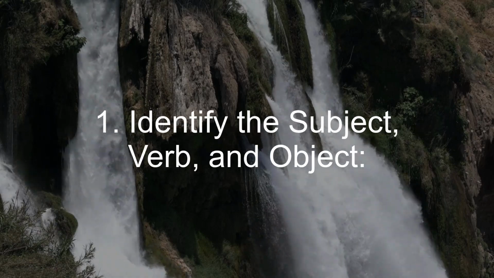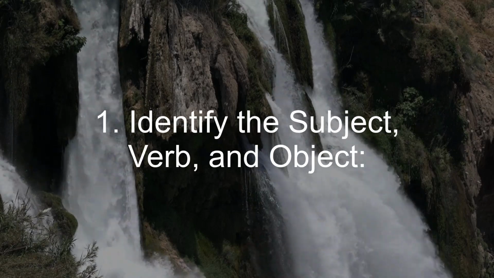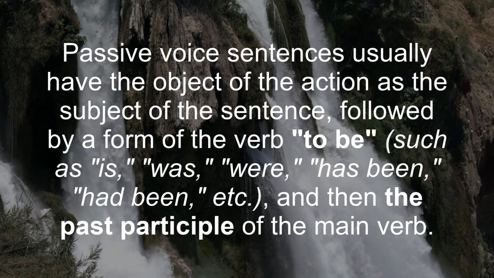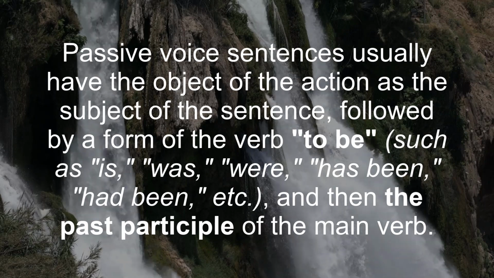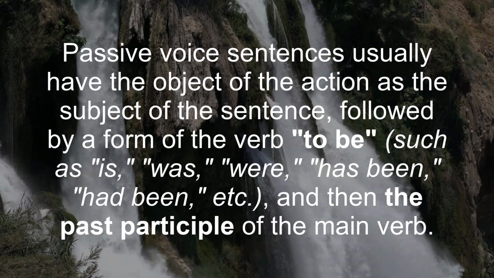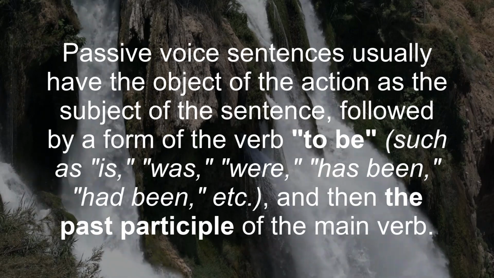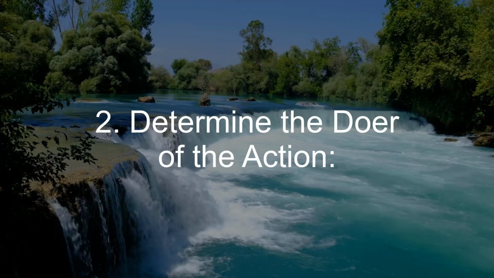1. Identify the subject, verb, and object. Passive voice sentences usually have the object of the action as the subject of the sentence, followed by a form of the verb "to be," such as is, was, were, has been, had been, etc., and then the past participle of the main verb.